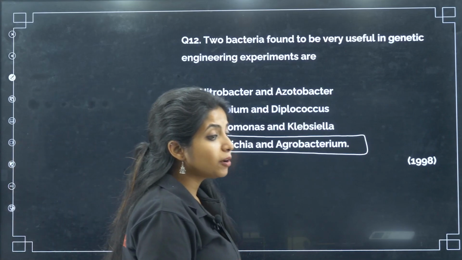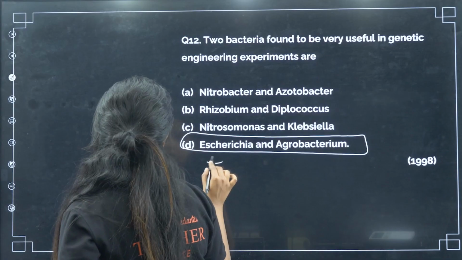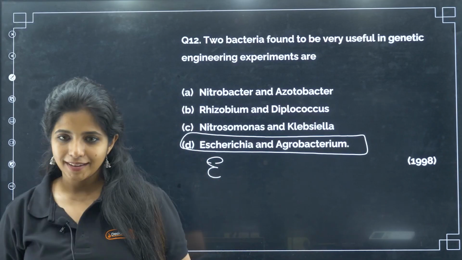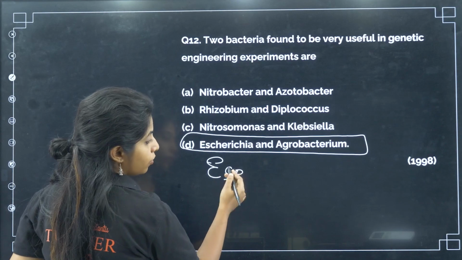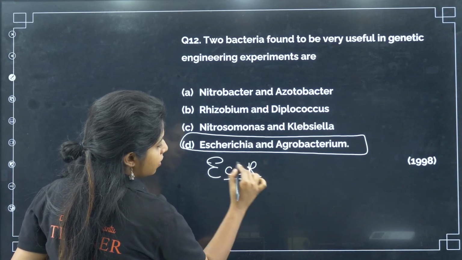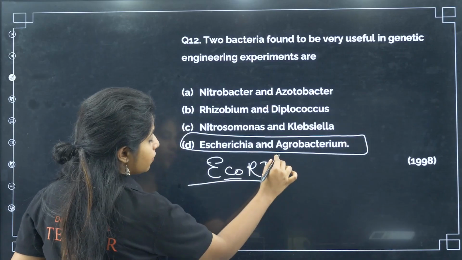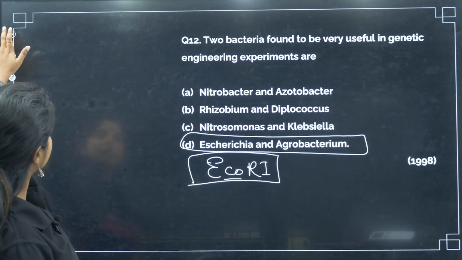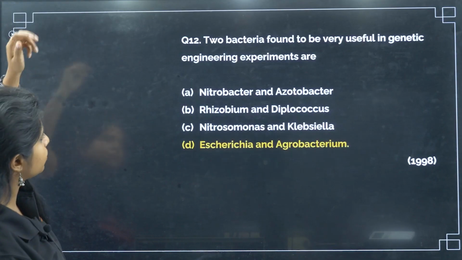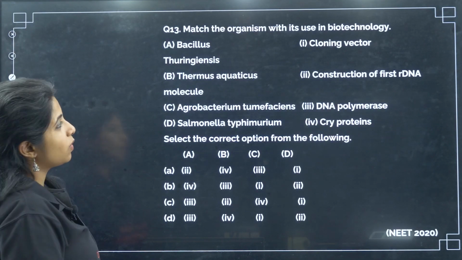E. coli gives us a very important restriction enzyme, EcoRI, where E stands for the name of the genus, Escherichia, CO stands for coli, R stands for the strain, and the roman numeral I is the order of discovery, so EcoRI. And Agrobacterium, as I told, is a vector, and E. coli also acts as a vector at times. Now match the organism with its use in biotechnology.